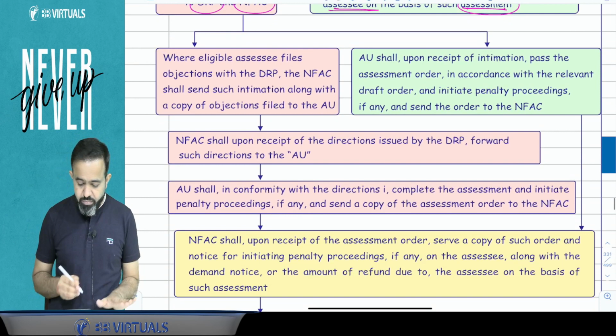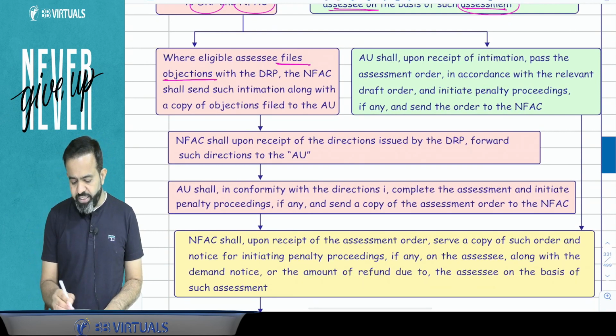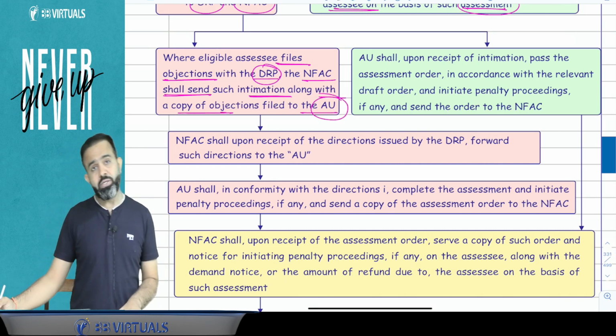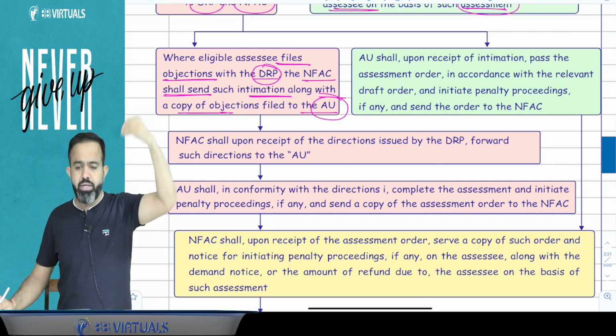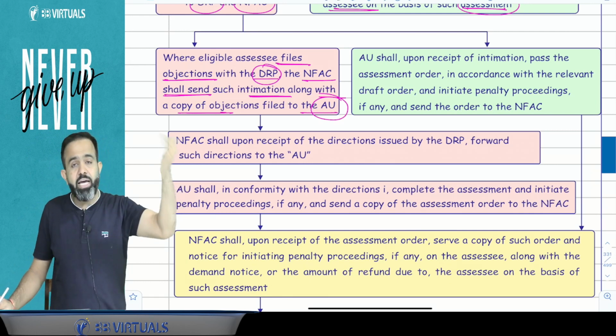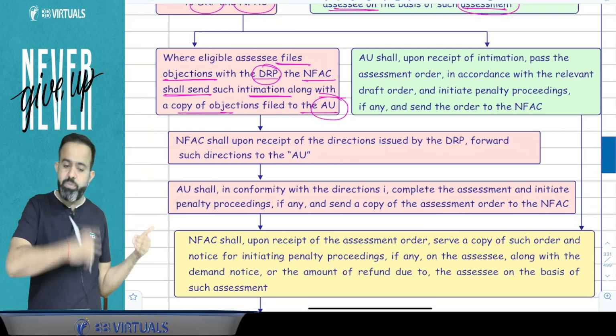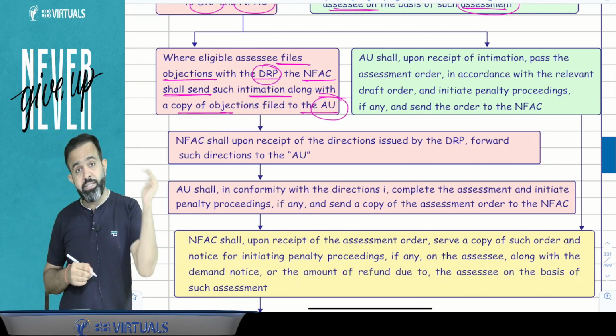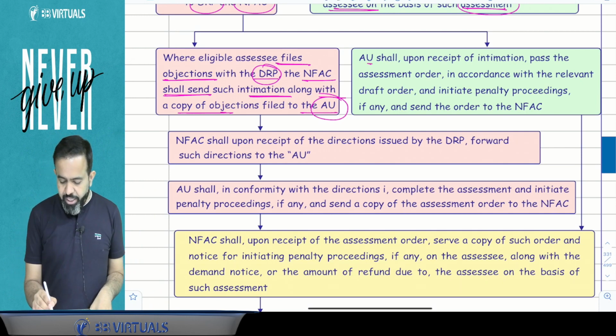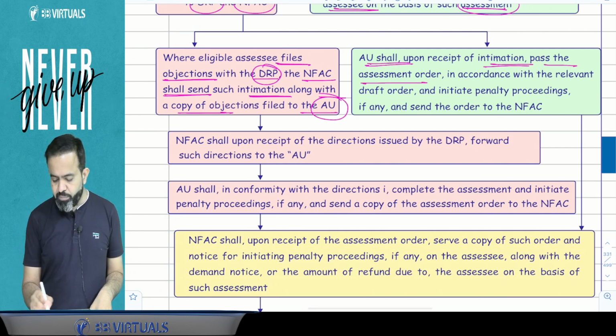Now what will happen? Where an eligible assessee files an objection with the DRP, NFAC shall send such intimation along with a copy of the objection filed to the assessment unit. Suppose the assessee filed the objection to the DRP as well as the NFAC. So NFAC will send that objection copy to the assessment unit. The assessee has already gone to the DRP. Or suppose the assessee has given the acceptance, then what will happen? The AU shall, upon receipt of intimation, pass the assessment order in accordance with the relevant draft order, initiate penalty proceeding, if any, and send the order to the NFAC.